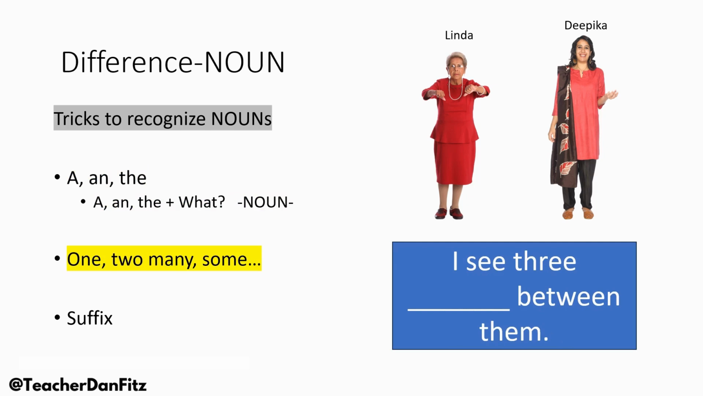Another way you can recognize if a word is a noun or not is if it's plural. So if I see one, two, three, many, some, that suggests there's more than one. And in English, only the nouns are plural. And you can also recognize it from the S at the end of the word if it's plural. But be careful, because sometimes we put an S on verbs, not because they're plural, but because they're singular.